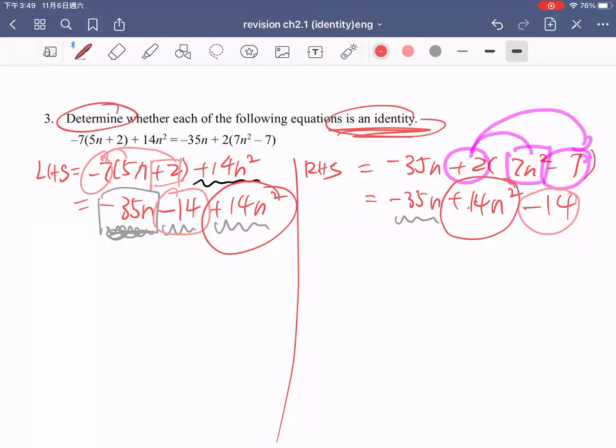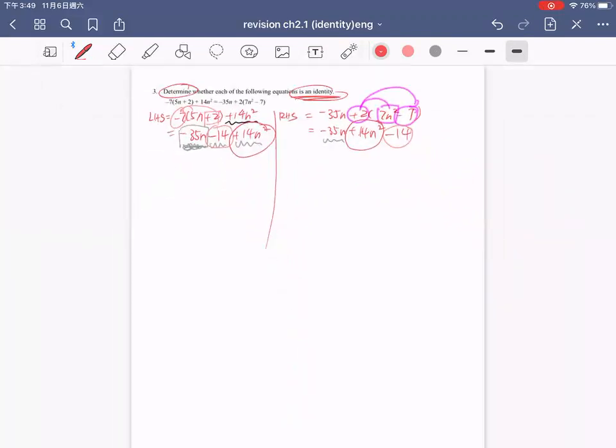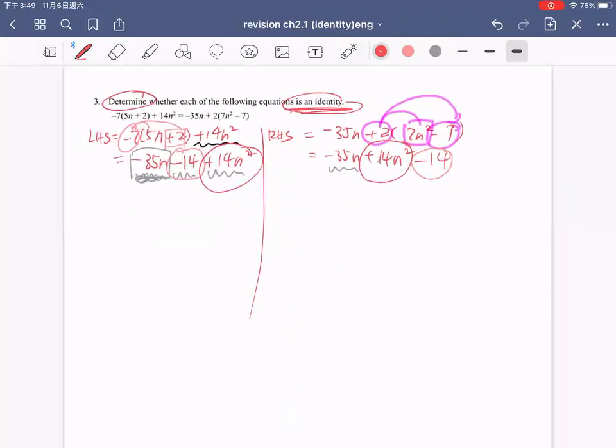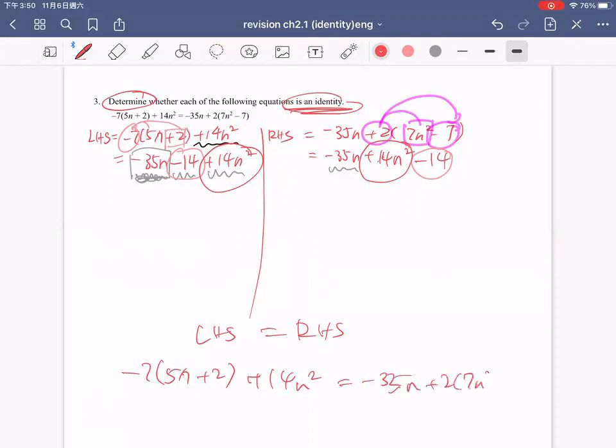So, the left hand side is the same as the right hand side. So is that an identity? Yes, this one is an identity. Okay.